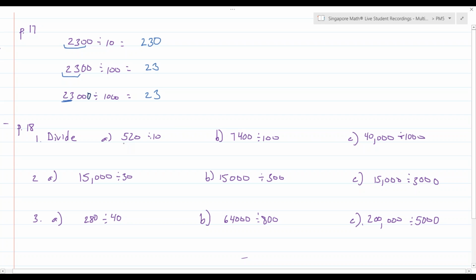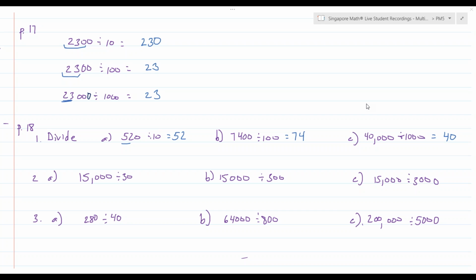So for number 1, 520 divided by 10 is 52 tens divided by 10 is 52. 7,400 divided by 100 is 74. 40,000 divided by 1,000 is 40. Now, do you see what is happening here? Can you think of a way to think of this a little bit shorter?